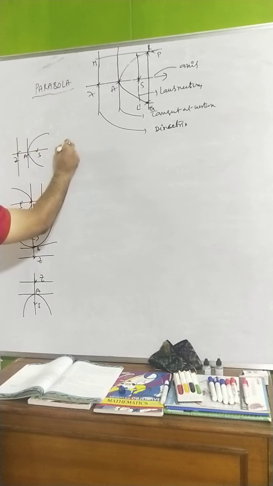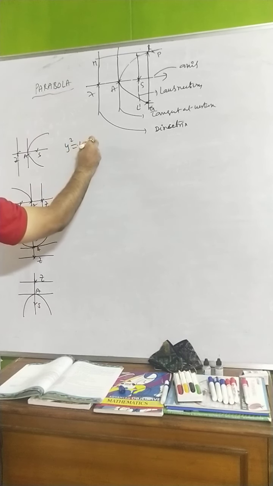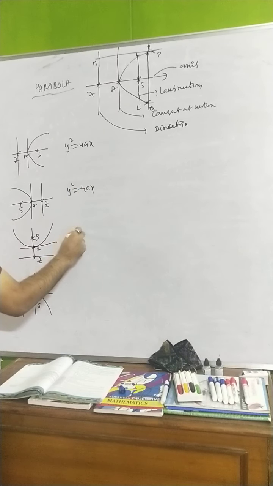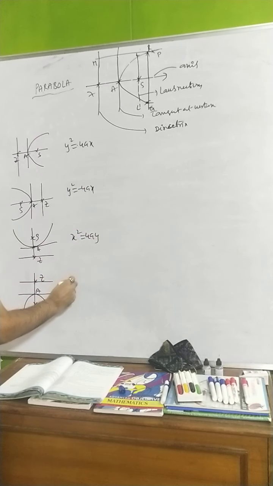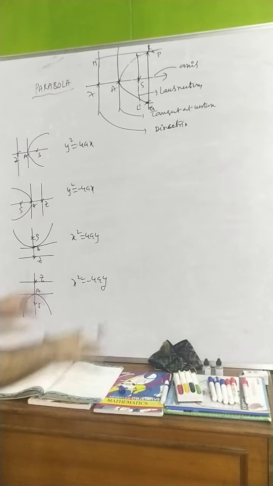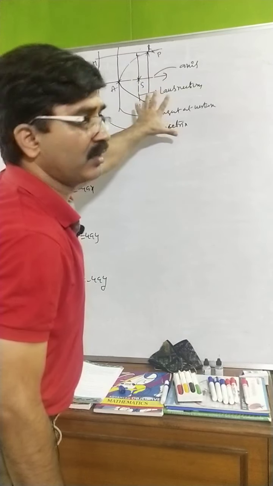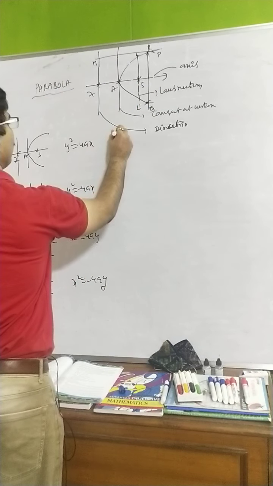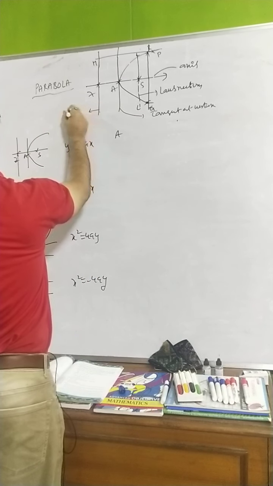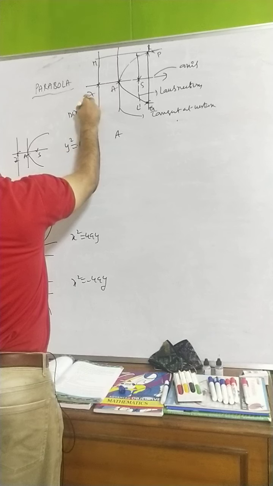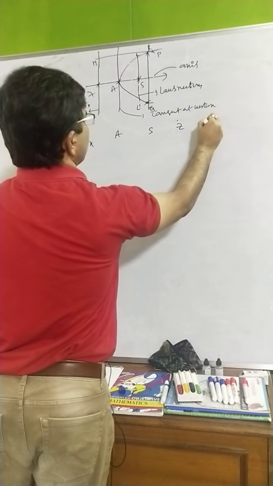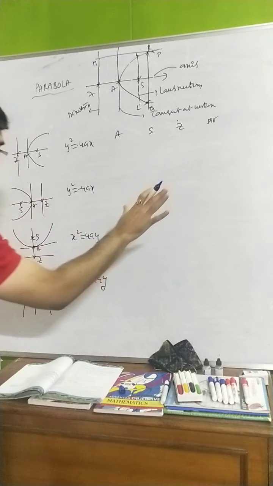So this equation is y square equal to 4ax. And this equation is y square equal to minus 4ax. And this equation is x square equal to 4ay. And this equation is x square equal to minus 4ay. What are the ingredients we have learned over here? We know very well what A is. I'll write here directrix. A and S and Z, and the equation of directrix is also there.